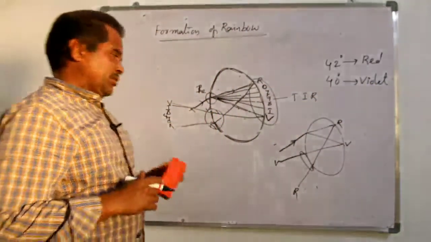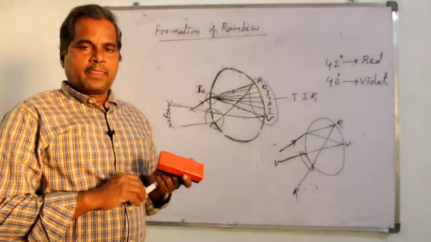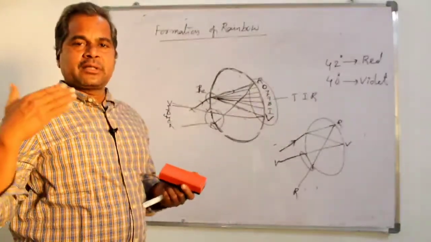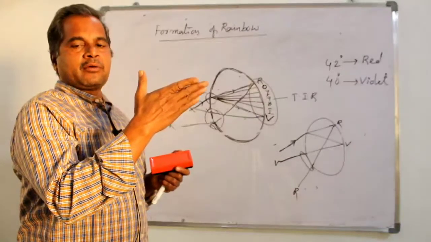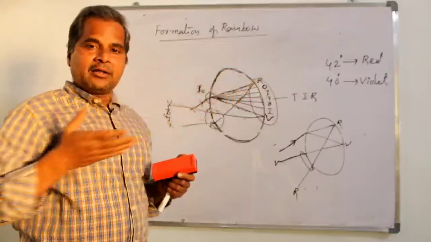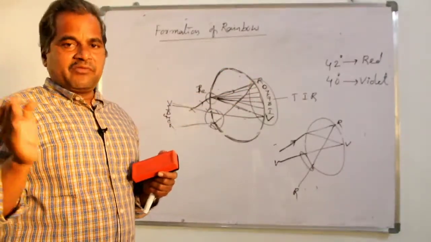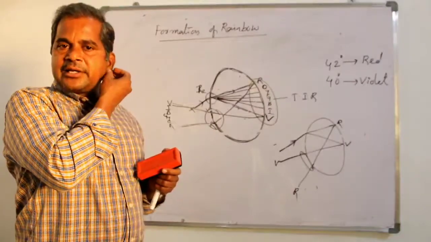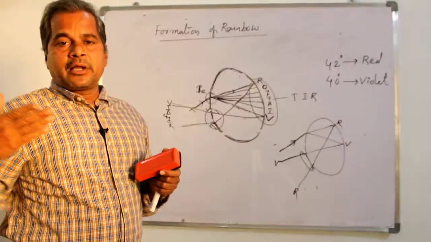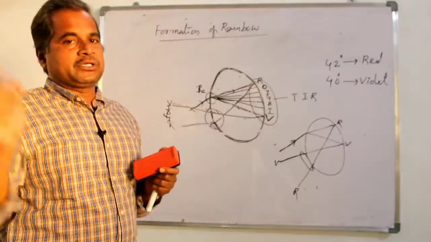So, if you want to see violet color very clearly in the rainbow, the angle between the light ray which enters into the raindrop and the one which emits from the raindrop is 40 degrees. If we want to see the red color very clearly, the angle between the light ray which enters and the light ray which emits from the raindrop is 42 degrees.